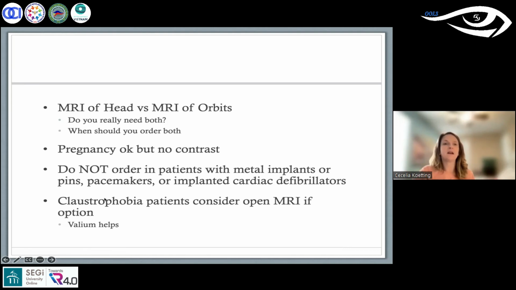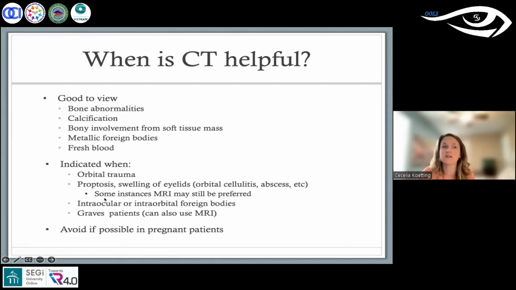Pregnancy is okay, but not with contrast. So you want to obviously make sure that they don't use contrast, or let them know at the center that yes, they are pregnant. Do not order in patients with any kind of metal implants, pins, pacemakers, or cardiac defibrillators. Claustrophobic patients, do consider an open MRI or Valium, which helps.